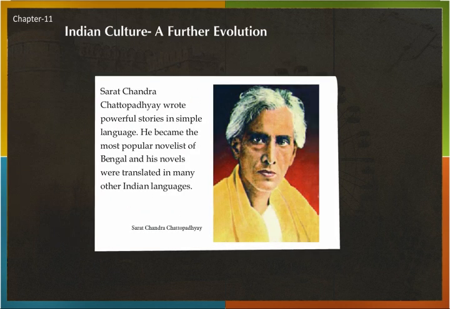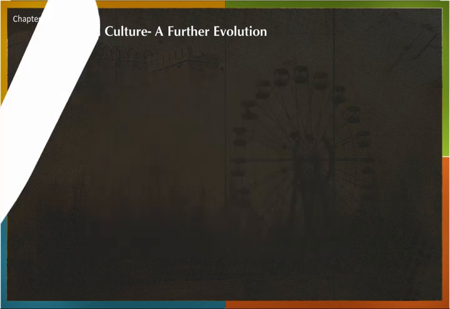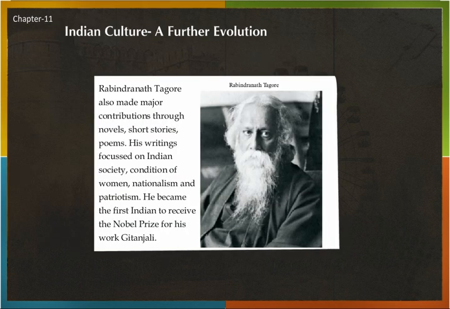Sarat Chandra Chattopadhyay wrote powerful stories in simple language. He became the most popular novelist of Bengal, and his novels were translated into many other Indian languages. Rabindranath Tagore also made major contributions through novels, short stories, and poems. His writing focused on Indian society, the condition of women, nationalism and patriotism. He became the first Indian to receive the Nobel Prize for his work, Gitanjali.